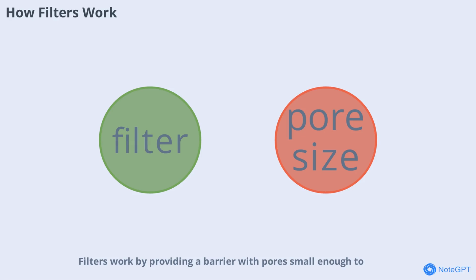Filters work by providing a barrier with pores small enough to block solid particles but large enough to let fluids pass through. The size and distribution of these pores determine what gets trapped and what passes through. In some cases, filters also use chemical or electrical properties to enhance separation. For example, activated carbon filters can adsorb certain chemicals, making them useful for purifying air or water. Understanding how filters function helps in selecting the right type for each application.